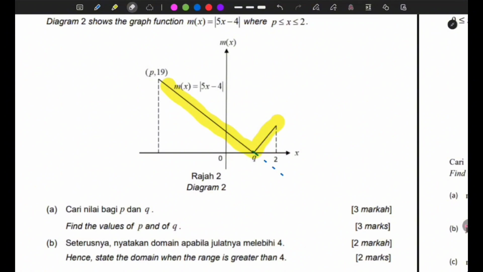The question asks us to find the value of p and q. So it's a coordinate, isn't it? The p and q are actually in the coordinates. They give us the coordinate (p, 19), and this is also a coordinate, (q, 0), isn't it? And you know, in a coordinate, the first one is always the x, the second one is the f(x), but in this case not f(x) but m(x).